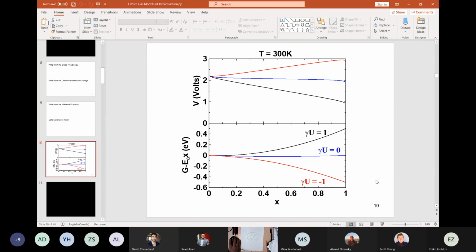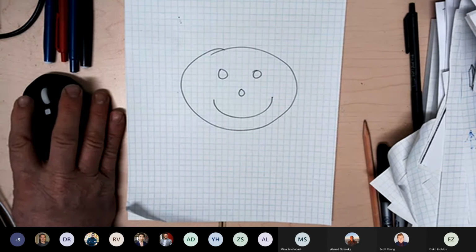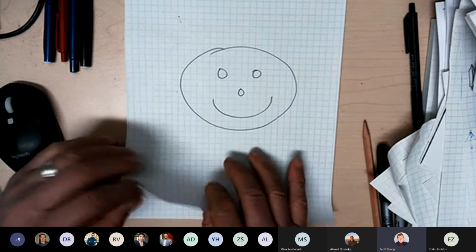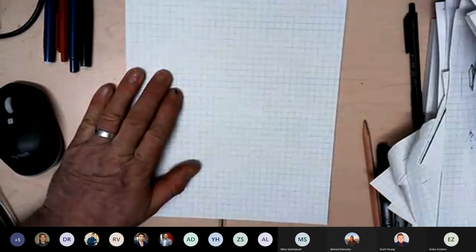So I want to use my document camera to show you that. So let me stop sharing. Okay, so you should see my document camera now. Yep. Is that true? Okay, thank you.